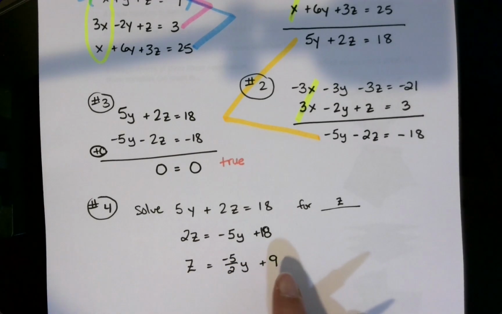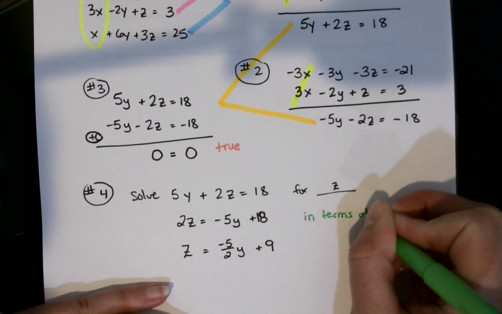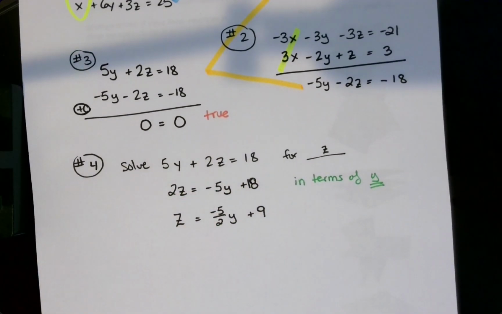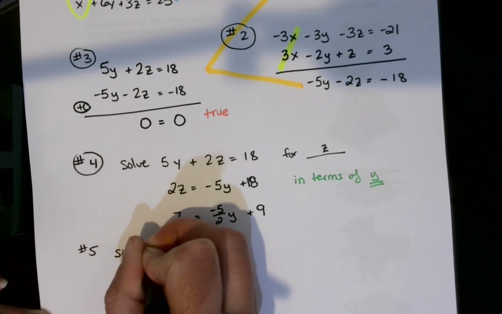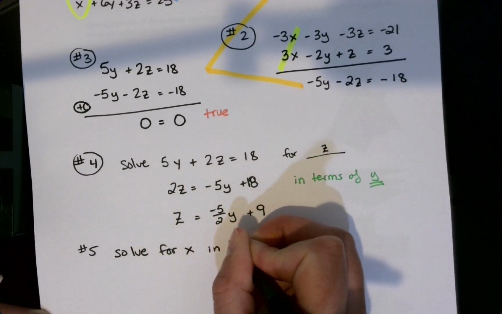Again, it doesn't really matter which variable I solve for, but I'm in terms of y now. Now that I'm in terms of y, we're going to use y as the independent variable and try to express x, y, and z all in terms of y. So this is now in terms of y. Our goal now is to solve for x in terms of y also.